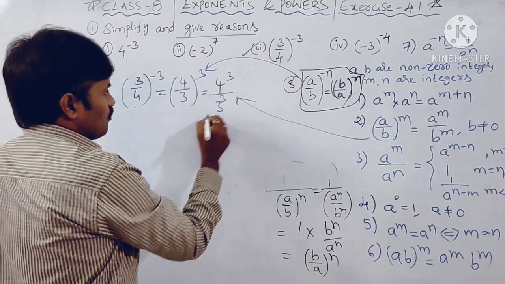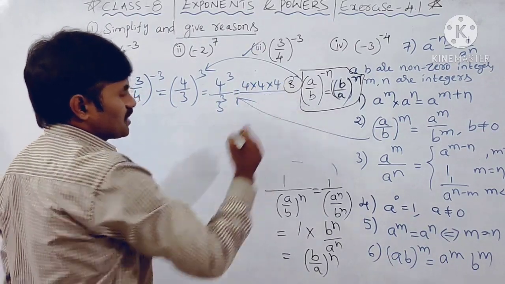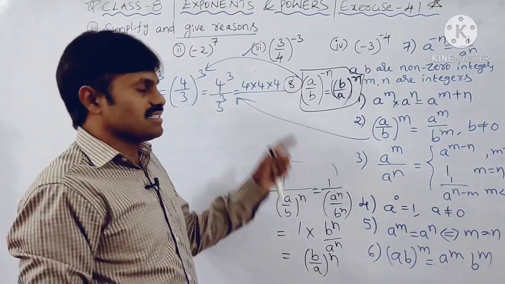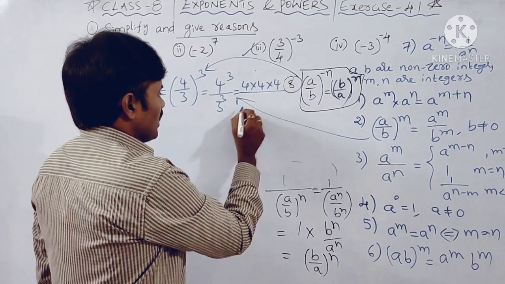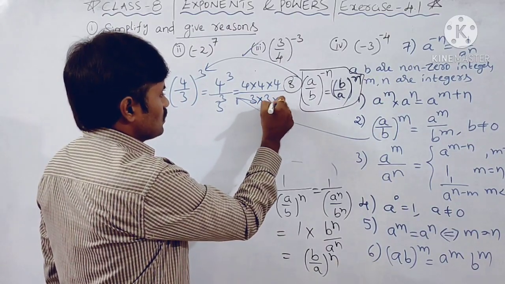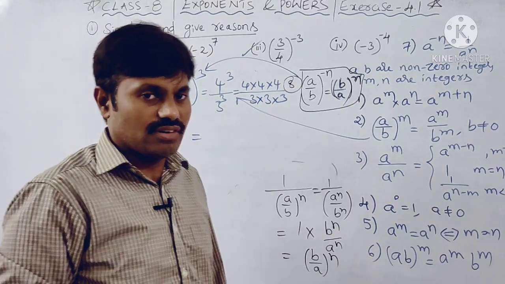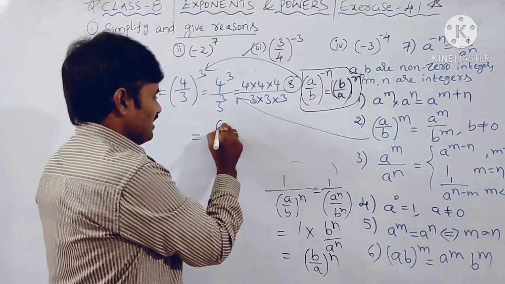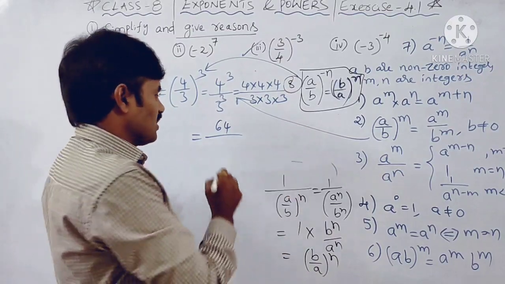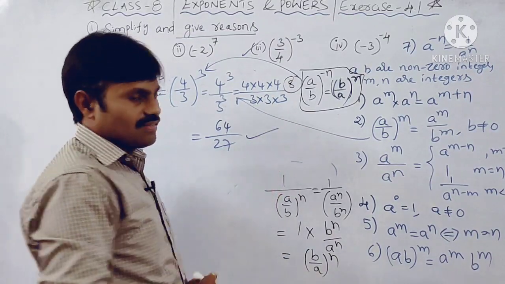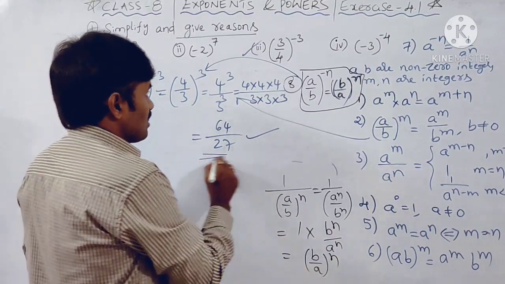Clear? Now 4 cube can be written as 4 into 4 into 4. We must multiply 4 three times by itself. So 3 cube is 3 into 3 into 3. So the final answer is 4 into 4, 16, 16 into 4, 64. And 3 into 3, 9, 9 into 3, 27. 64 by 27. So this is the answer for this one.